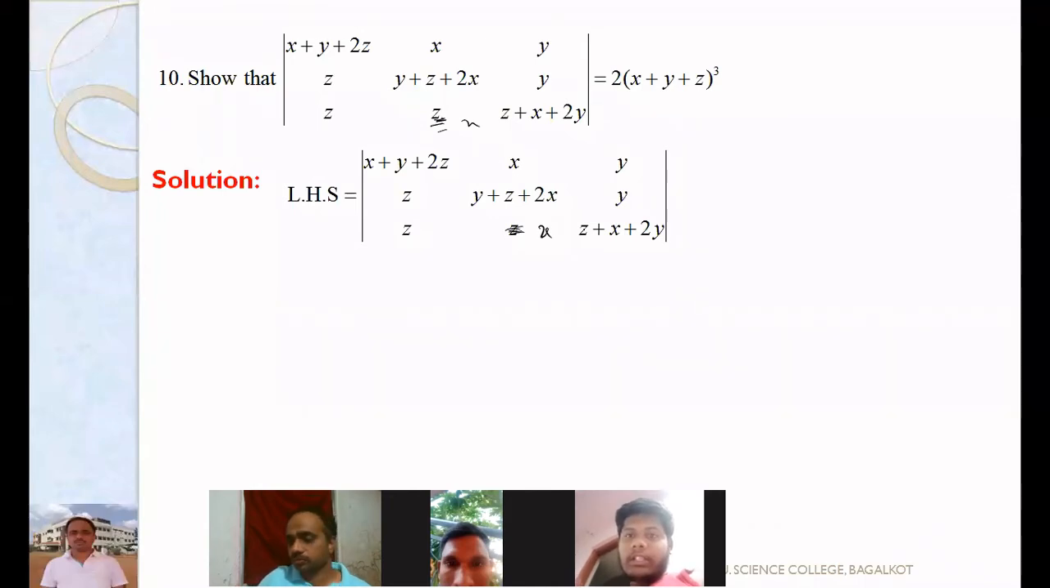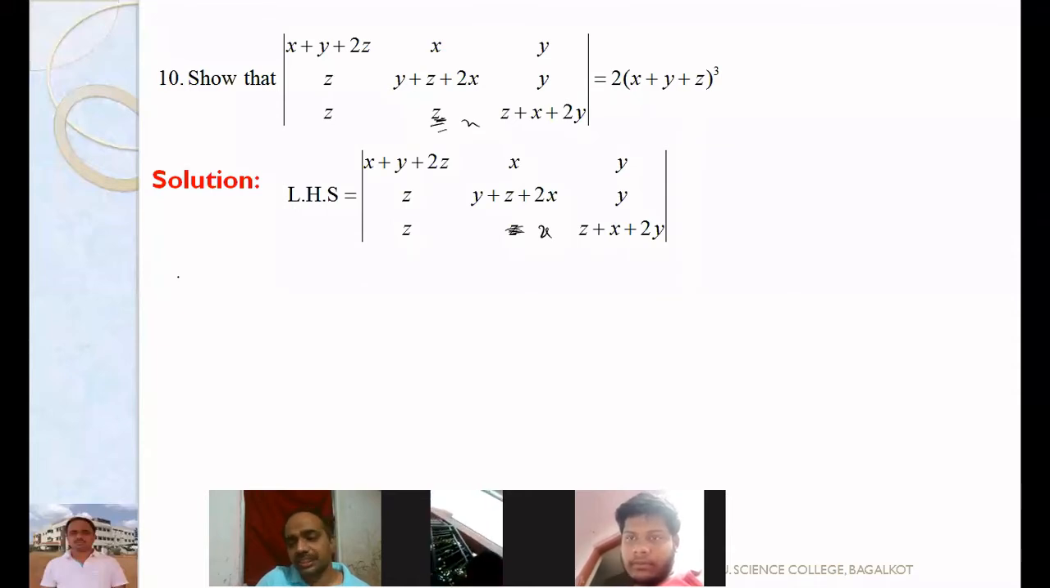Now this is correct. Please change the question. A small misprint again, like the previous question. That element I have changed. It should be x, not z. Last row, second element is not z, it is x. Now I've taken the LHS. Let us begin. What will be the operation?